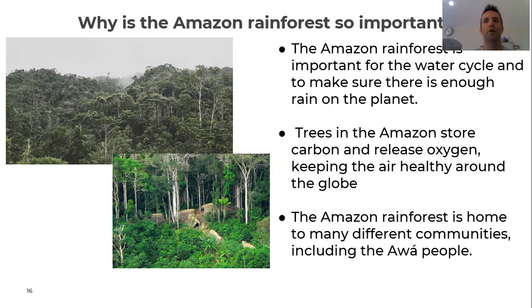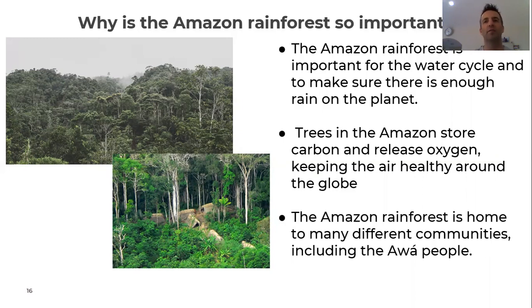Now, when the trees are burned or when they're cut down or when they die, they give off carbon dioxide, which contributes to global warming, which is a very dangerous thing for our planet. So it's important that we keep the trees in the Amazon rainforest and forests all over the world because they trap the carbon and they release the oxygen, helping us to breathe on our planet.